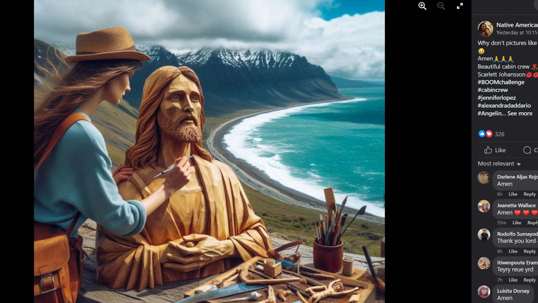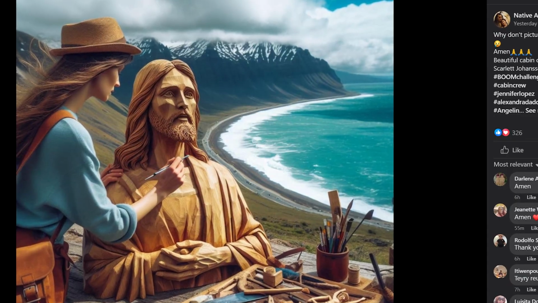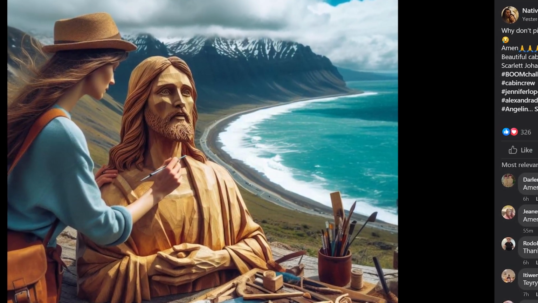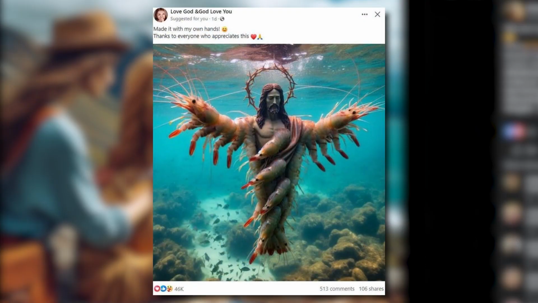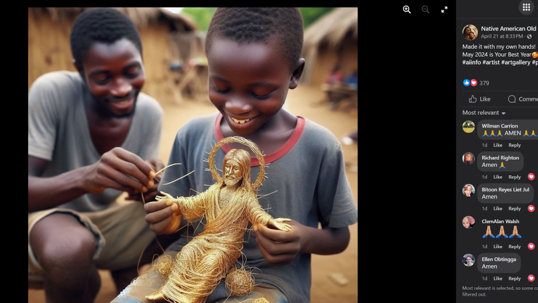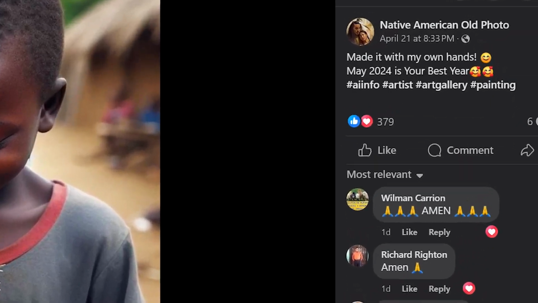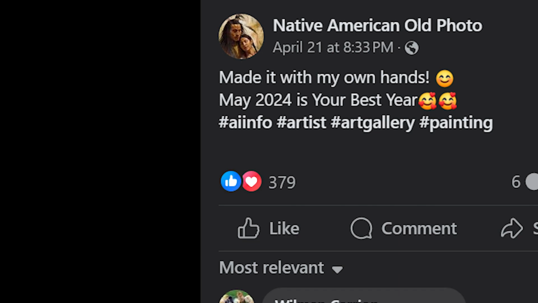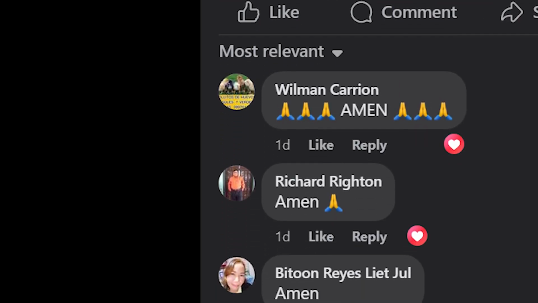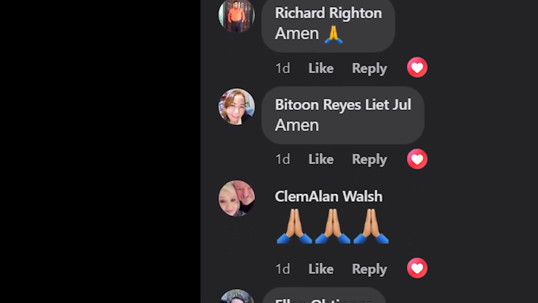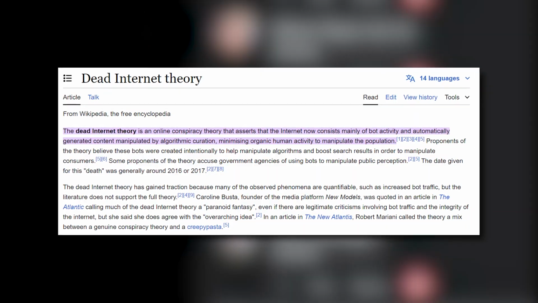A lot of the images have similar themes, like featuring AI-generated sculptures of Jesus Christ. They can be made out of wood, onions, shrimp, and they're often prominently featuring African children posing next to them with the claim that they, quote, made it with their own two hands. Isn't that rich? And then there will be all these totally real people in the comments saying amen and nothing else.